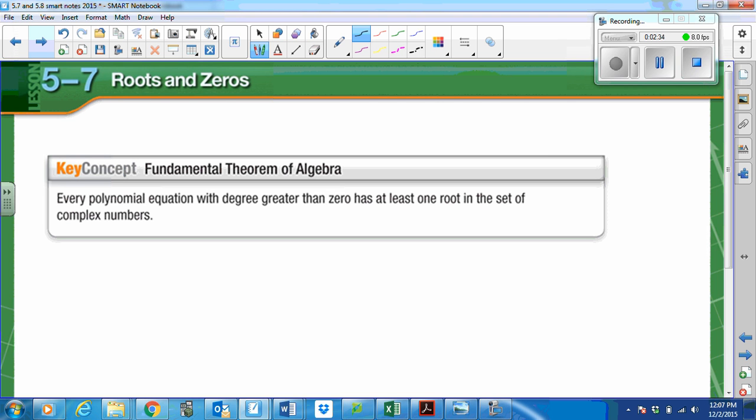in the set of complex numbers. So we're saying basically the degree of a polynomial equation, that's how many roots there will be. And some of them may be double roots, but if you have a fourth degree polynomial function, you're going to have 4 zeros. There might be 2 real and 2 imaginary, there might be 4 real, or they all might be imaginary. But you will have 4 roots to that equation.